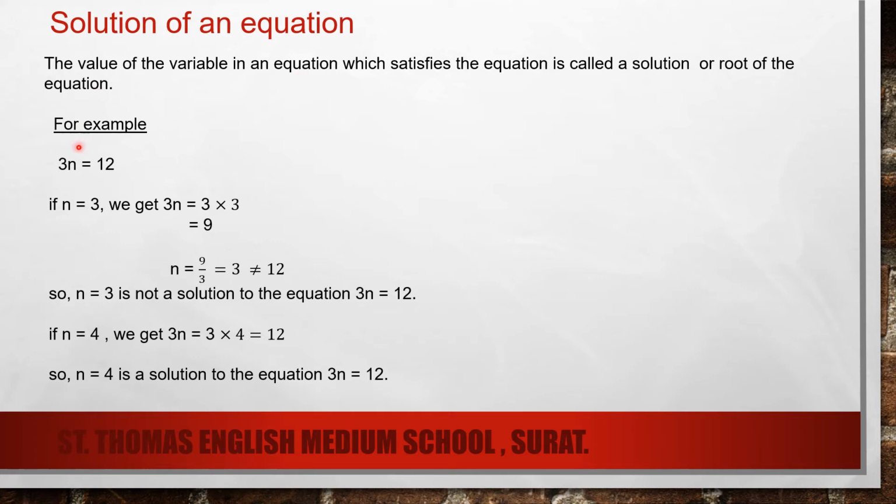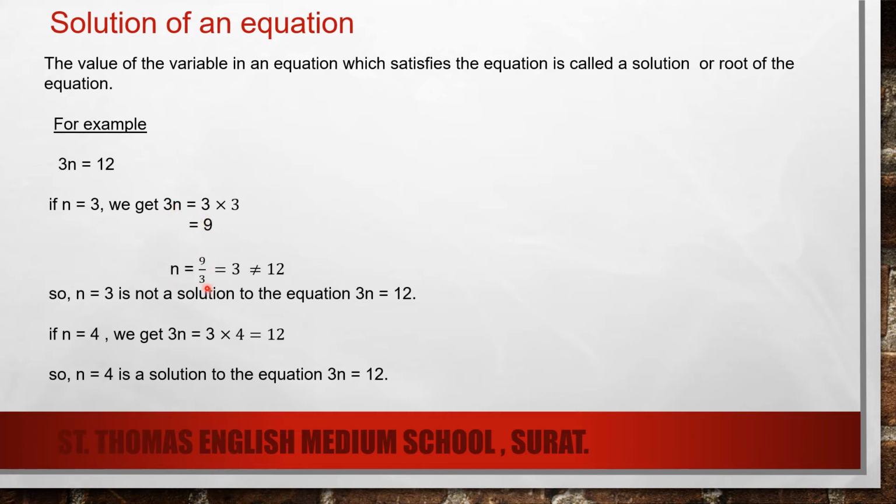It's clear? For example, 3n is equal to 12. Suppose we have taken n is equal to 3. We get 3n is equal to, instead of n, substitute 3. It is 3 multiplied by 3 is equal to 9. Now we have to find the value of n. So n is equal to 9. This is multiplication.